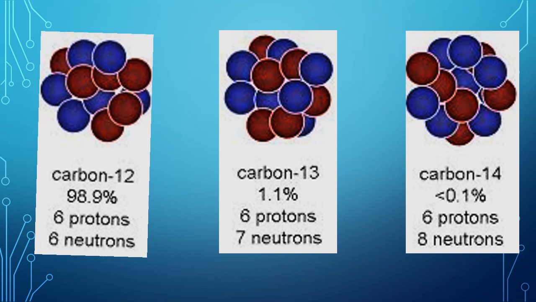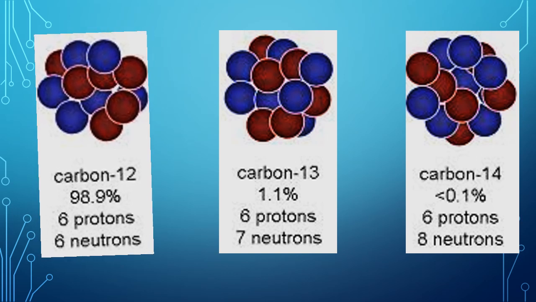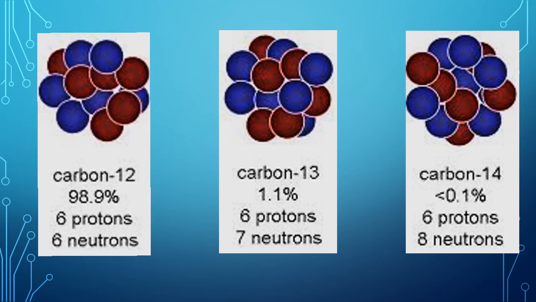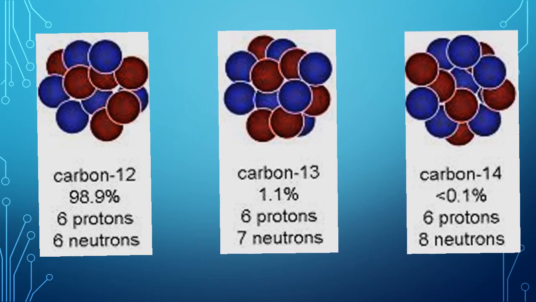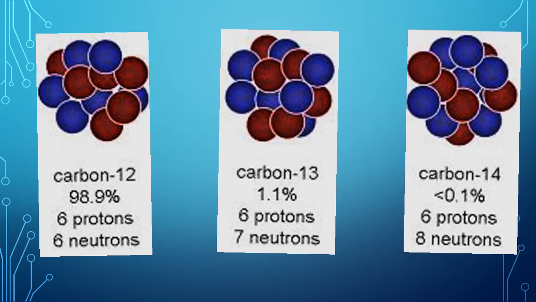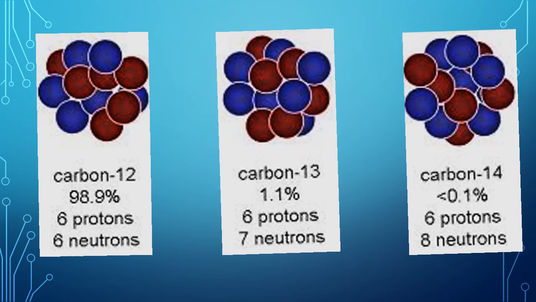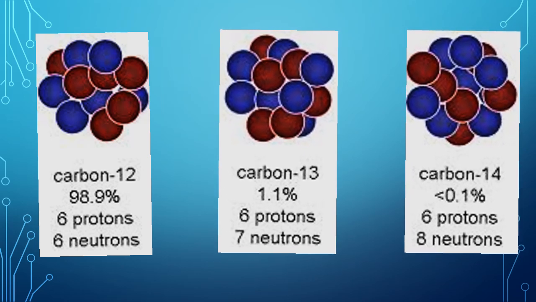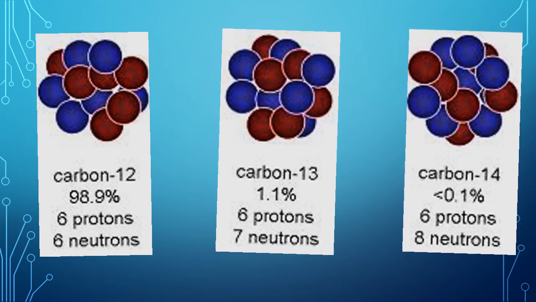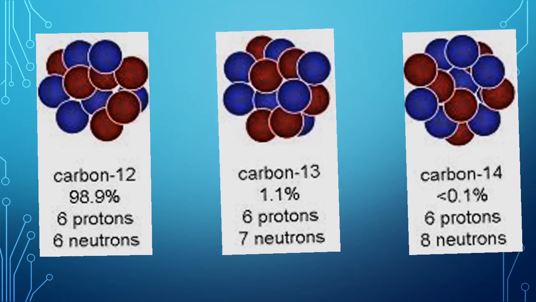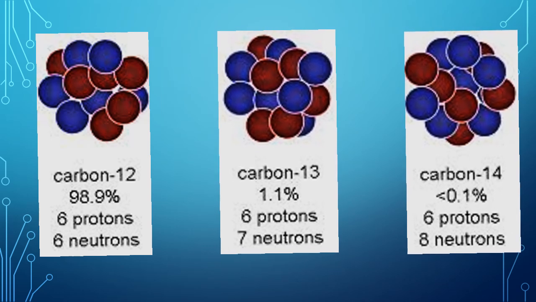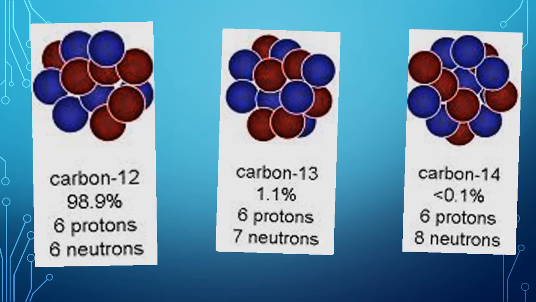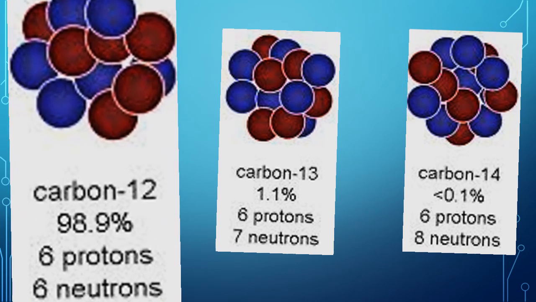Now two more isotopes have been discovered, carbon-13 and carbon-14. But you can see that carbon-12 is most abundant in nature compared to carbon-13 and 14. So carbon-13 and 14 are less available in nature, and carbon-14 is radioactive as well. Therefore, carbon-12 is the best choice to use as a standard.